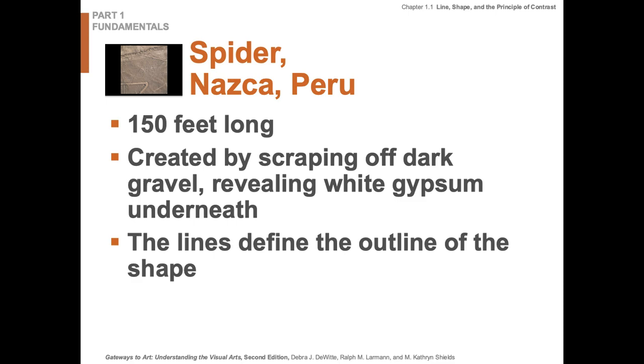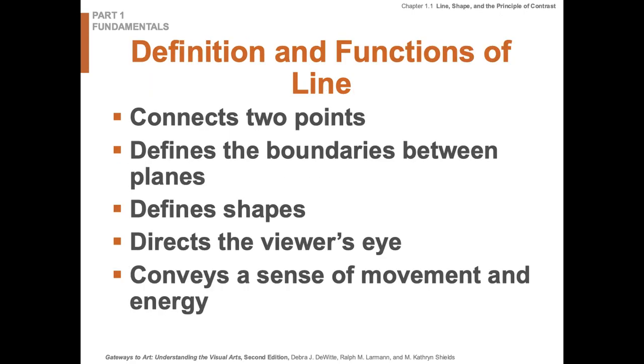So this is a line. It defines the outline of the shape. So the definition and function of line: it's a connection between 2 points. I think we understand that. Defines the boundaries between planes. Now that's a little bit different, and we'll get into that.